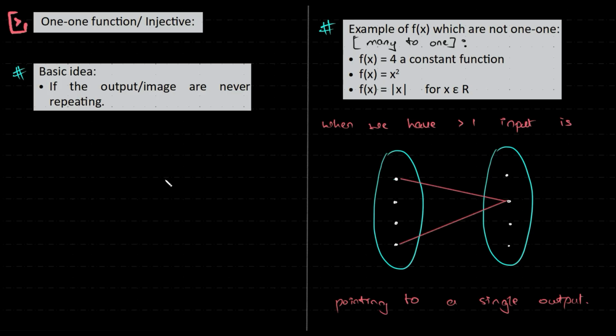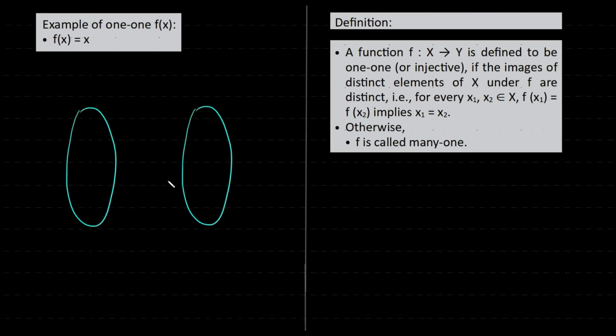Okay, so what is 1 then? Obviously 1 is for a single input, we have a single output. Or I can actually put it the other way around. For every output, there is only one possible input. So one such example is your identity function.